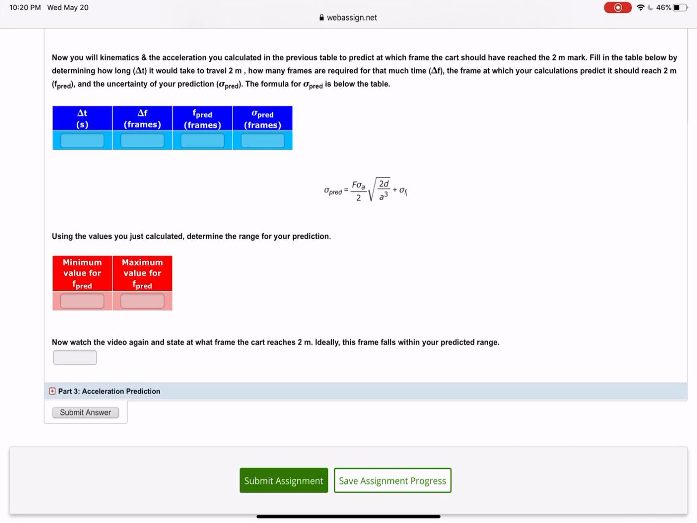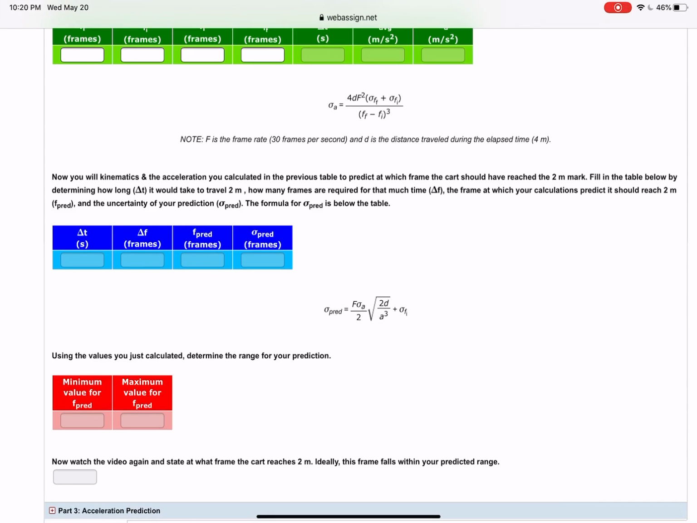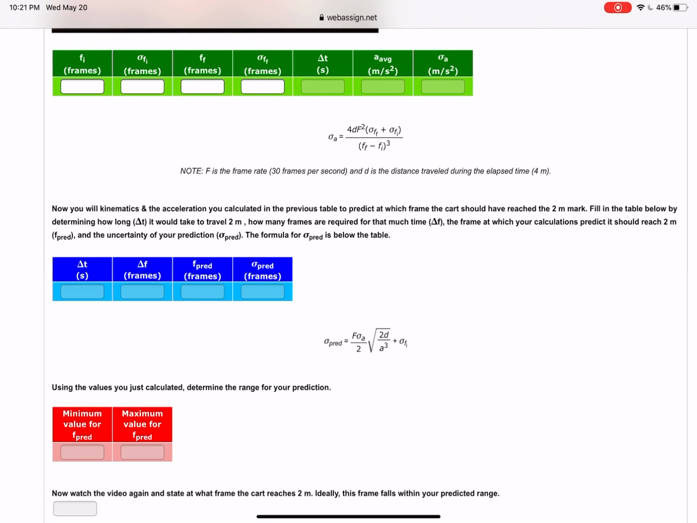Okay. But we want to be able to use kinematics to predict what frame he would get to the 2 meter mark. And so what you have to do is use the acceleration you calculated already, and use the kinematic formulas to calculate how long it would take him to go 2 meters. Use that elapsed time, figure out how many frames that would be. And then once you know how many frames it takes to go 2 meters, you know, back in the green table here, the initial frame at which he started moving, so you can predict at what frame he should get to 2 meters. And we calculate the uncertainty in that prediction using the formula below the table.